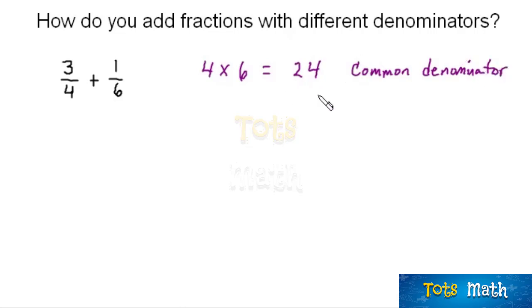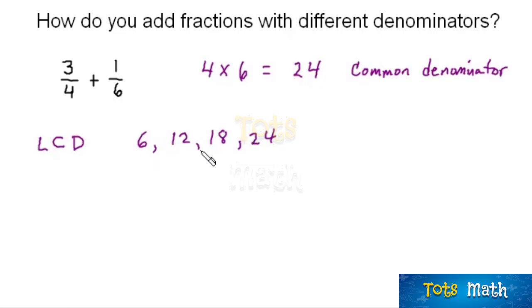Well, 24 is a terrific common denominator, but it's not the least common denominator. There's a smaller number that's a multiple of both 4 and 6. And that would be our least common denominator, or LCD for short. One way to find the least common denominator is to list the first few multiples of the larger of the two denominators. And in our case, that would be the number 6. So some multiples of 6 would be the number 6, and then 12, 18, 24. We can stop there.